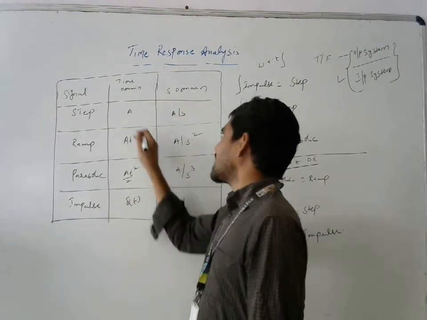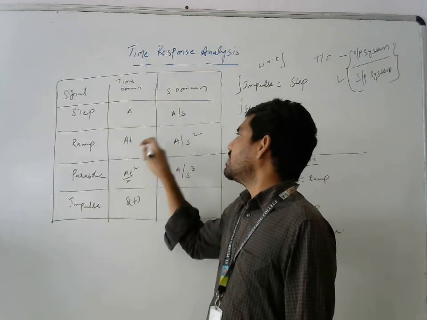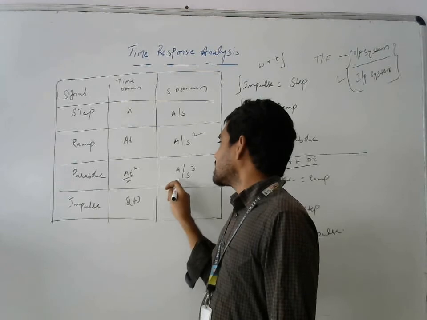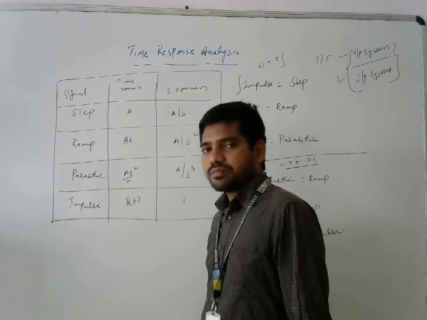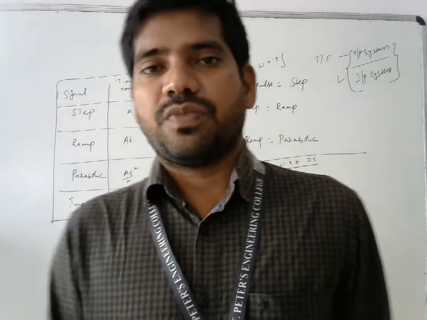After that, I am applying the Laplace transform here. The Laplace transform of A is A by S. The Laplace transform of At is A by S square. The Laplace transform of the others is like this. After that, what is the order of the system?